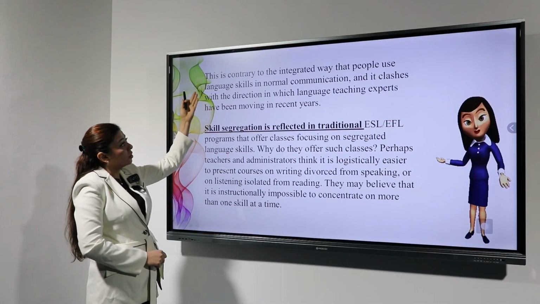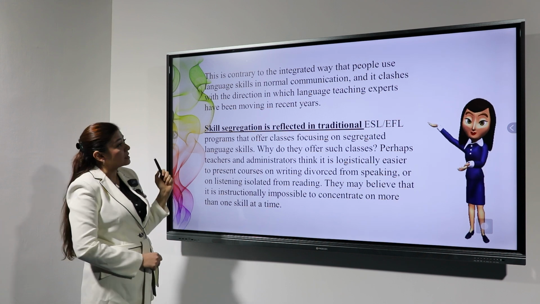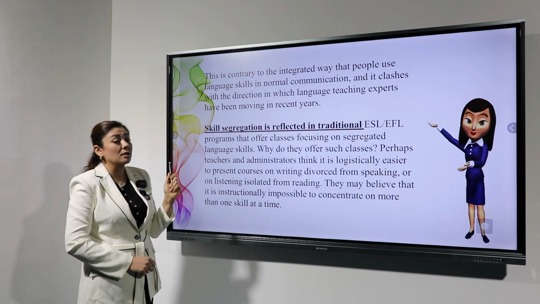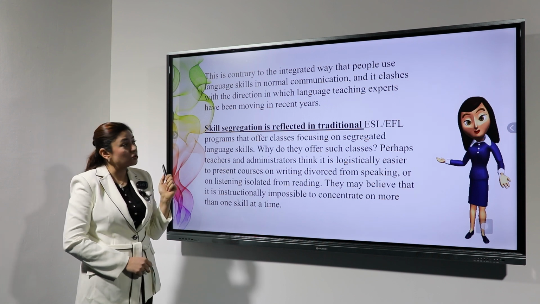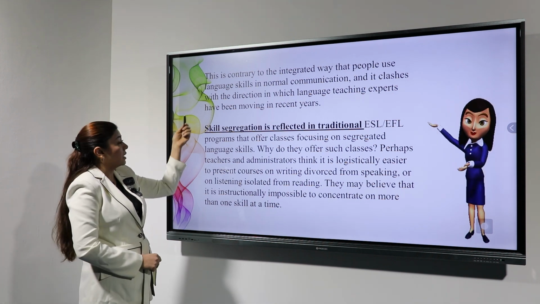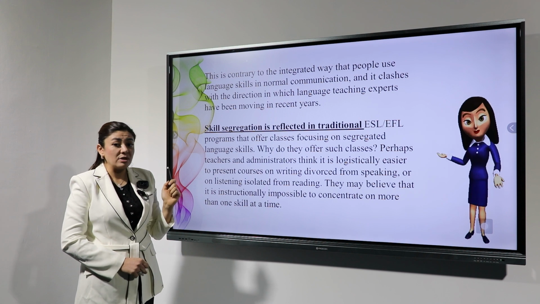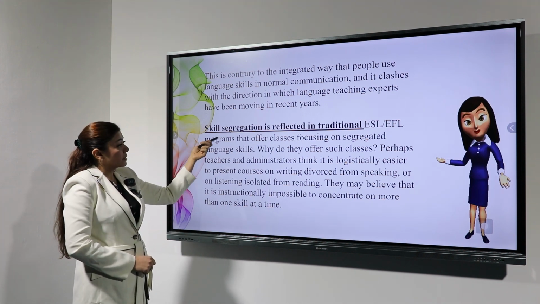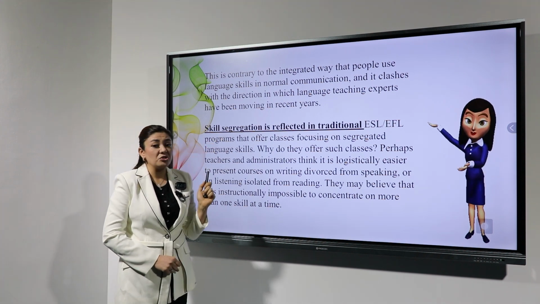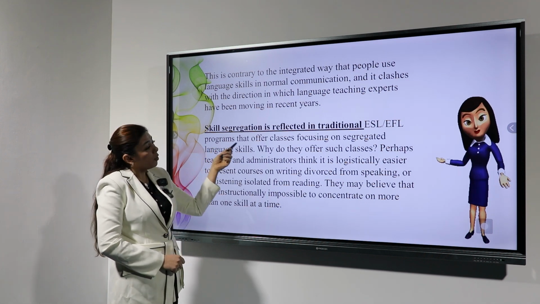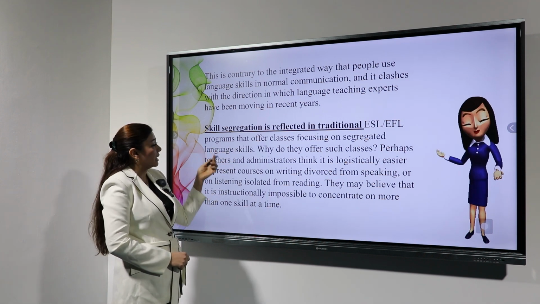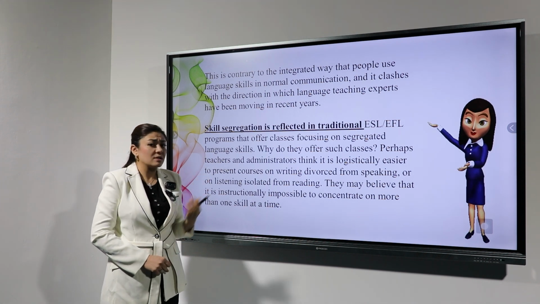So this is contrary to the integrated ways that people use language skills in normal communication, and it clashes with the direction in which language teaching experts have been moving in recent years. Skill segregation is reflected in traditional ESL and EFL. So they often focus on segregated language skills. Why do they offer such classes?